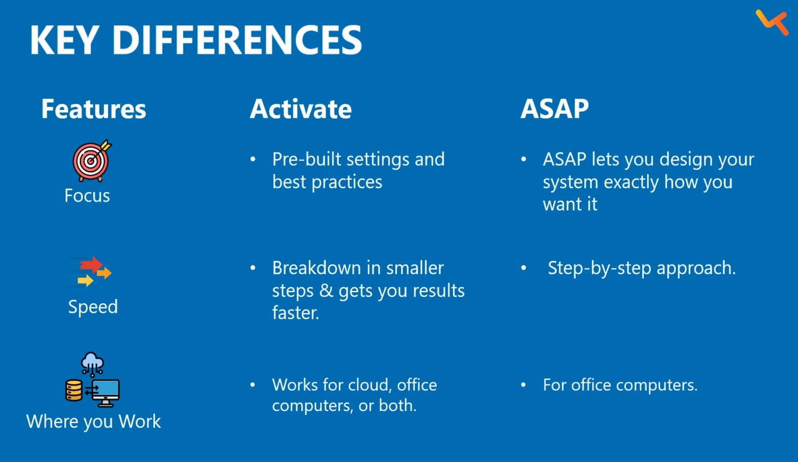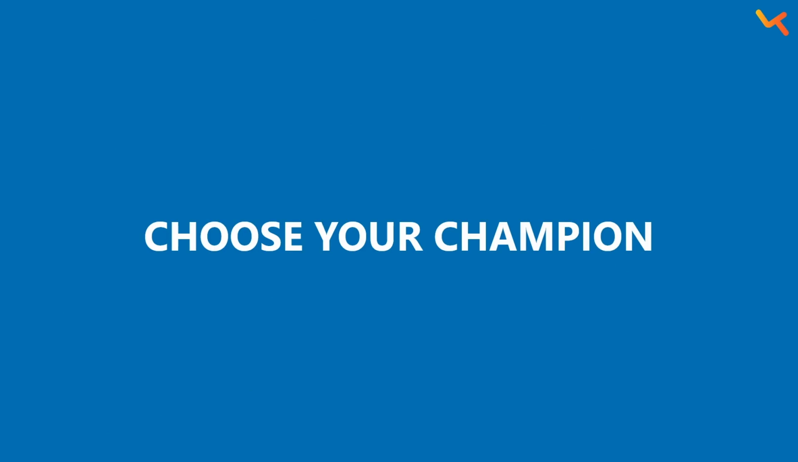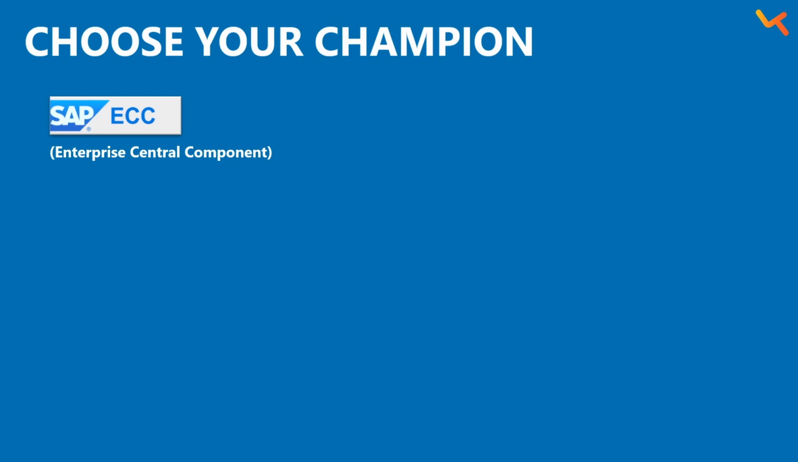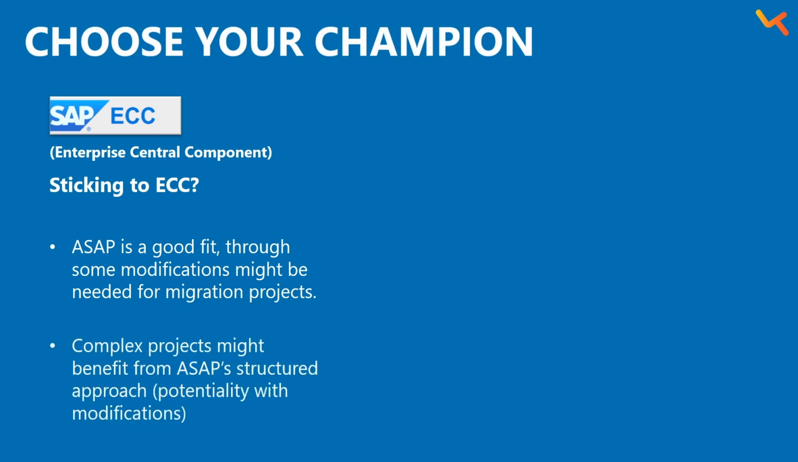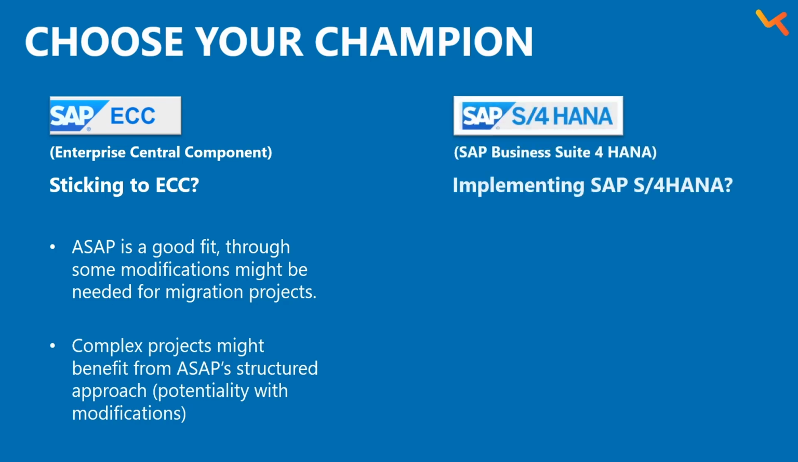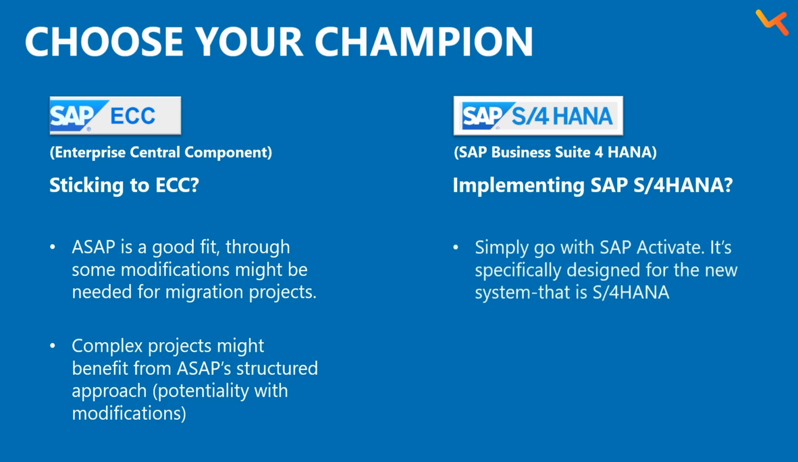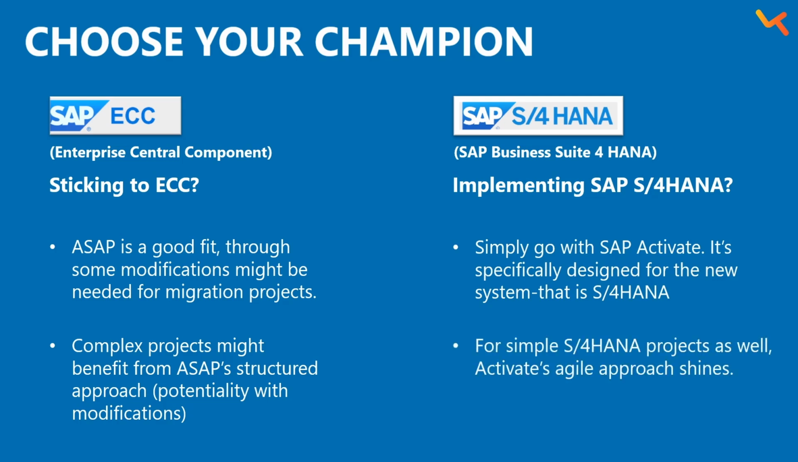Choosing your champion. So, which method is right for you? If you are sticking with your older SAP system, ASAP might still work for you, but you might need to make some adjustments to it. It could also be a good fit for complex projects if you like the step-by-step approach. If you are going with the new hotness, if you are implementing S4 HANA, then SAP Activate is the way to go. It's built specifically for this system, SAP S4 HANA, and its faster approach is a good fit for simpler projects too.